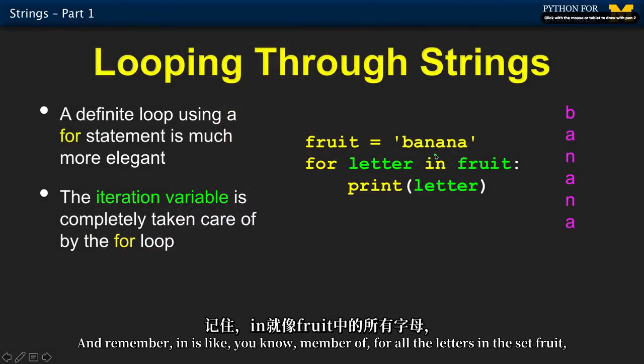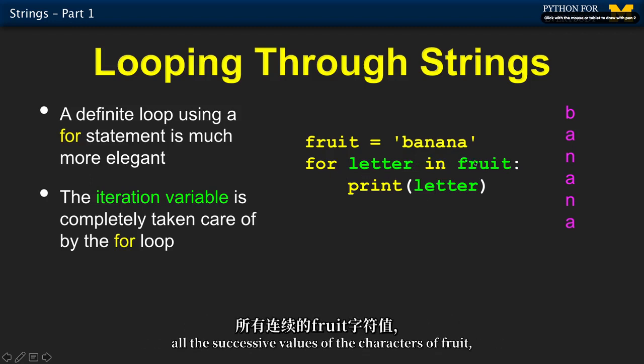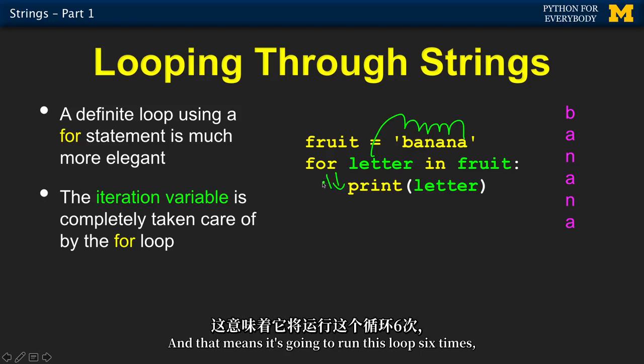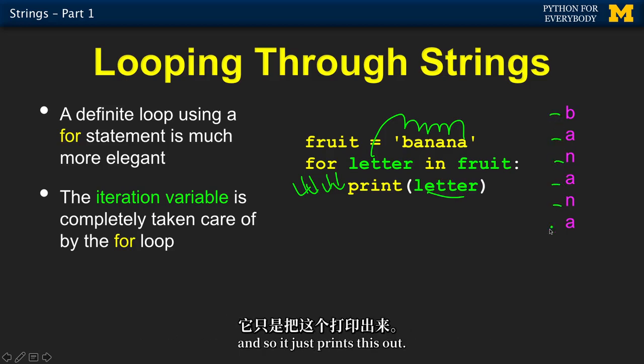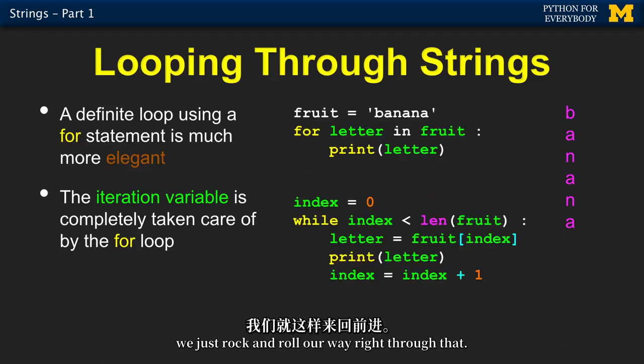And remember, in is like, you know, member of: for all the letters in the set fruit. But in this case, it's for the iteration variable letter taking on all the successive values of the characters of fruit. So letter's going to be B, then A, then N, then A, then N, then A. And that means it's going to run this loop 6 times. And each time through, letter is going to be something different. And so it just prints this out. And we didn't have to construct any of that index stuff or any of the fancy stuff. We just rock and roll our way right through that.